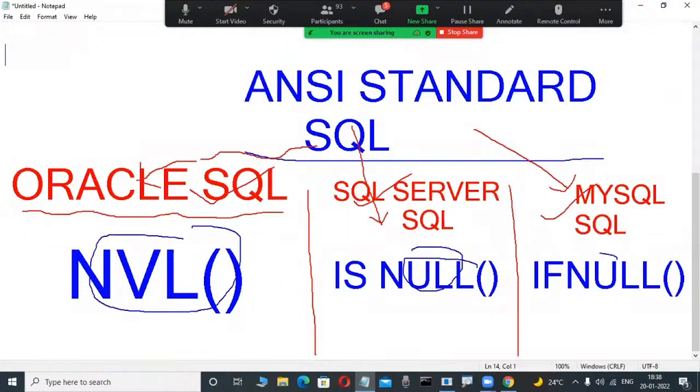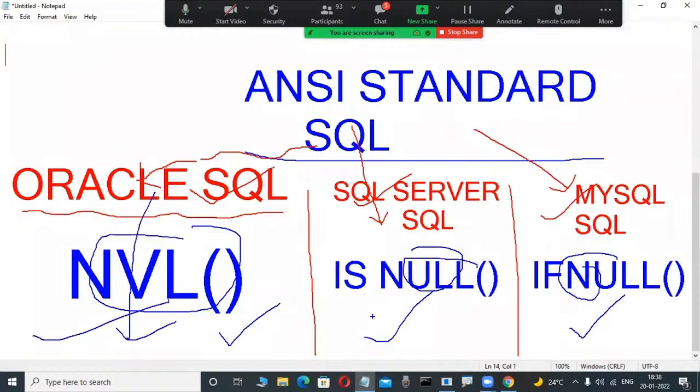And the versions are also syntactically totally different. Here the create procedure syntax is different, and here the create procedure syntax is different, with slight differences. Suppose there is a function MONTHS_BETWEEN, which is in Oracle SQL only. If I use the same function in SQL Server SQL, is it possible? No, there is DATEDIFF there.